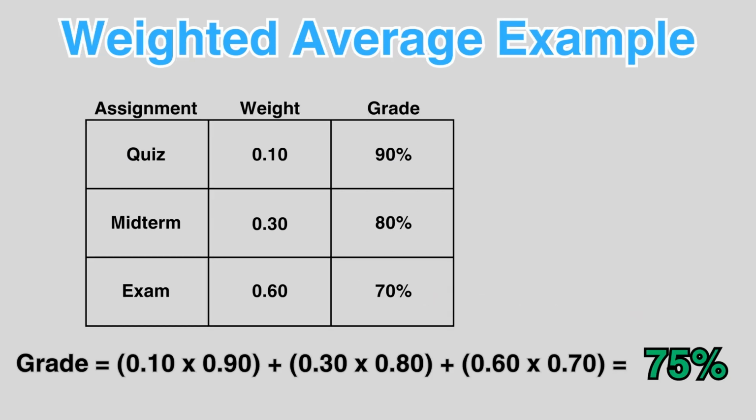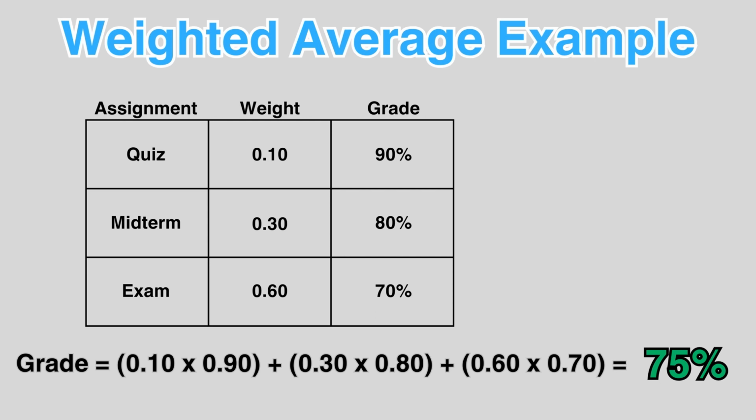Most of you have probably used a weighted average before to calculate your grade. For example, say this is your finance course. You have a quiz worth 10% of your final grade, a midterm worth 30%, and an exam worth 60%, and you got 90% on the quiz, 80% on the midterm, and 70% on the exam. So how do we calculate your grade?